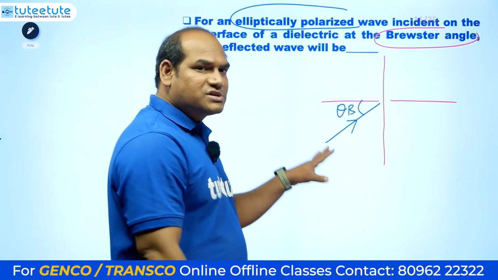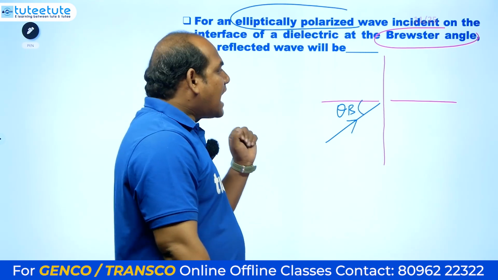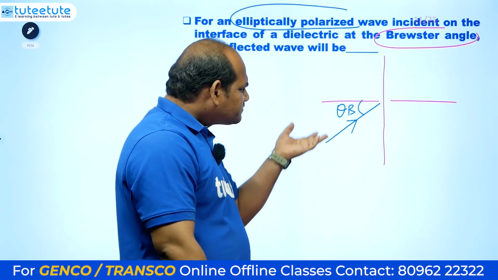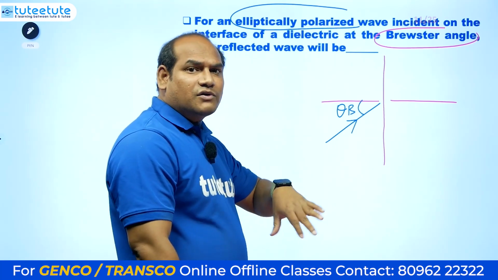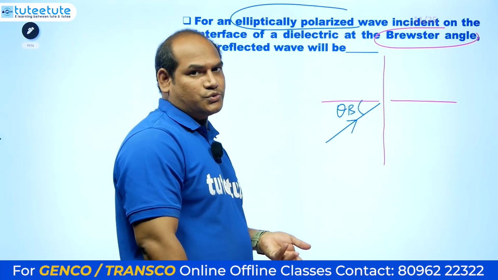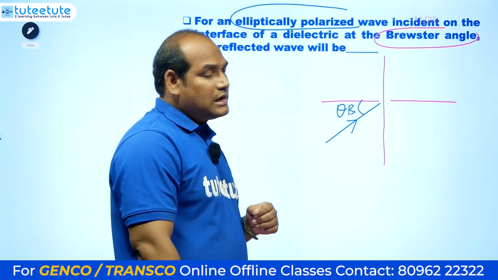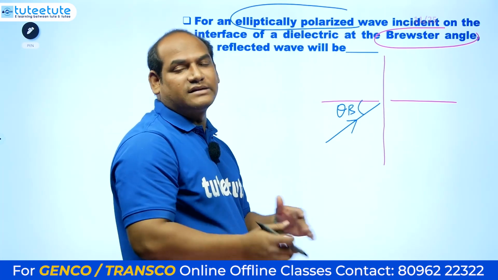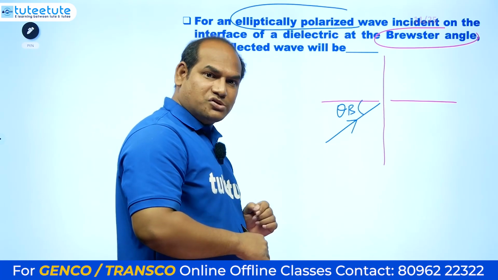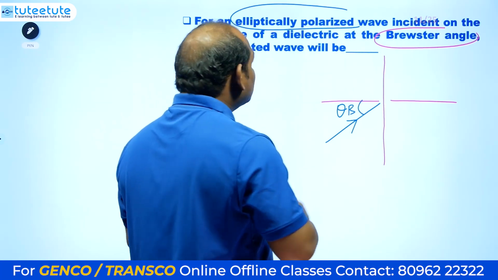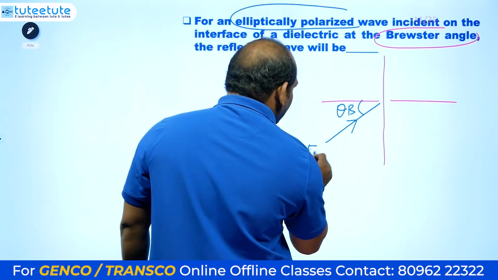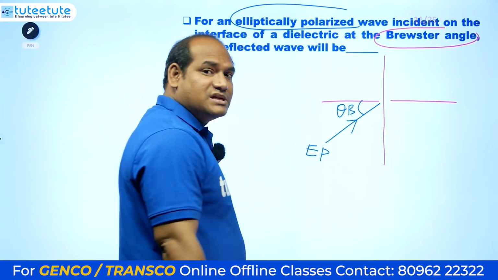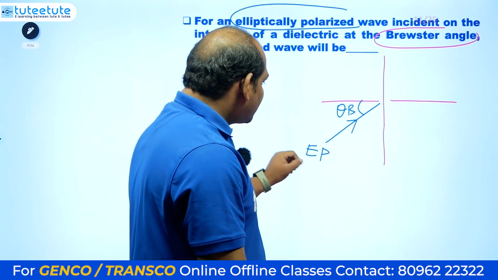When you give this Brewster angle, either the parallelly polarized reflected wave or the perpendicularly polarized reflected wave will be zero. Out of these two, one will be zero. That is the meaning of the Brewster angle. The remaining part will be completely transmitted. Now we need to comment about the polarization. This incident wave is an elliptically polarized wave.